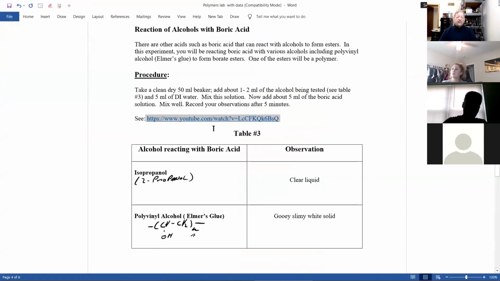And in this lab, when you do it with isopropyl alcohol or isopropanol, 2-propanol, you don't see that. When you do it with the Elmer's glue, you do see that. Now, I usually don't say the students have to do it, but we put food coloring out if you want. If not, you get a gooey, slimy, white solid, which is what she had.